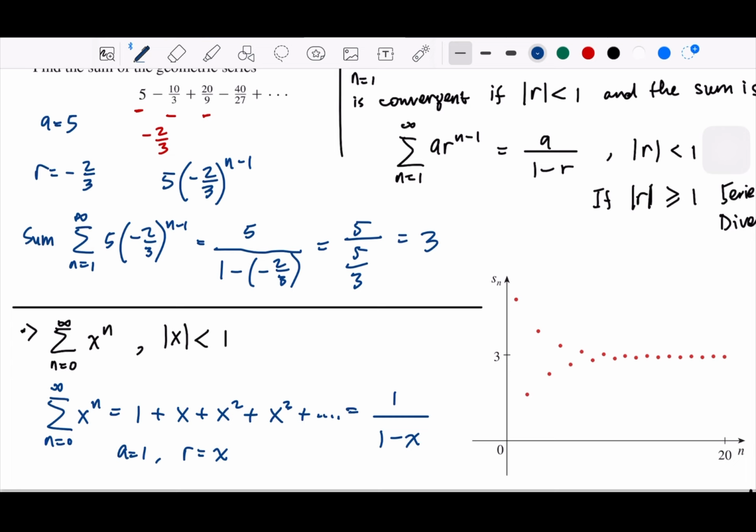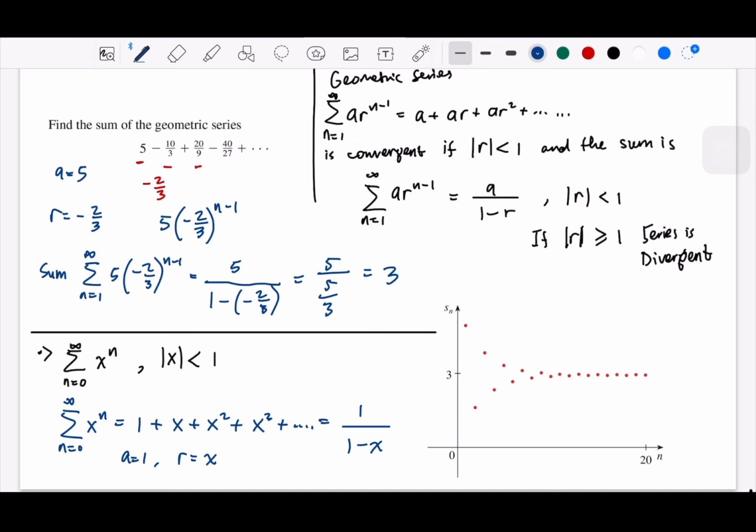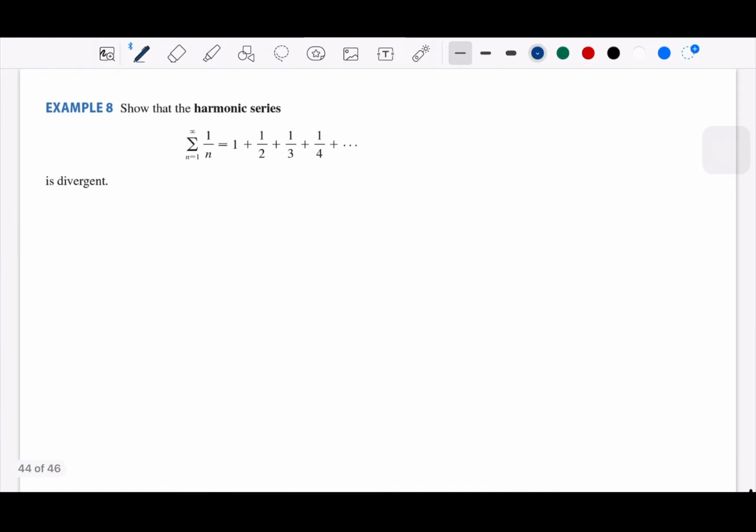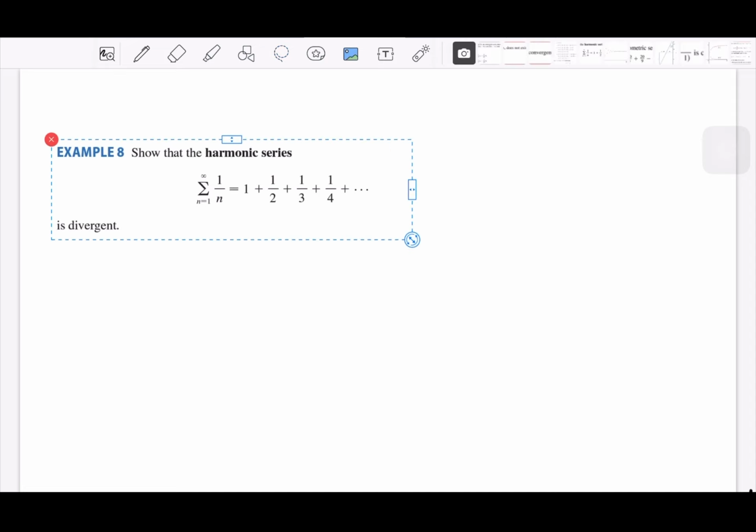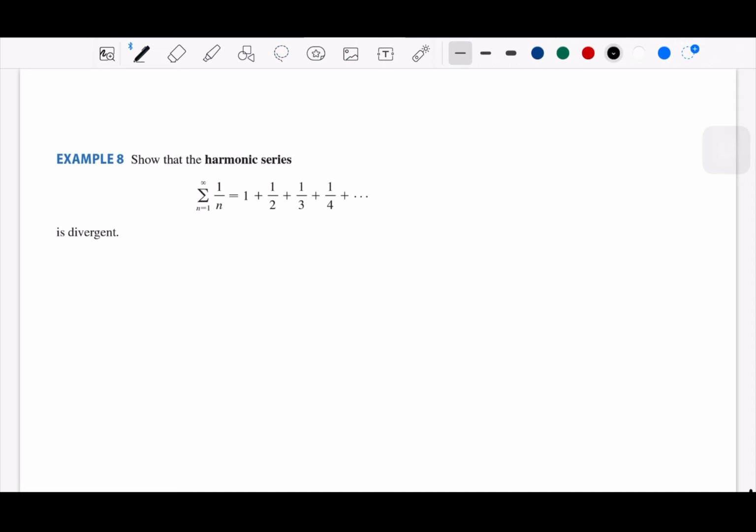Now, one main idea on this series, we call the divergence test. But before that, let's see this one first. So in your textbook, in example 8, there is a question: show that the harmonic series, the sum of 1 over n, 1 plus half plus 1 over 3 plus dot dot dot, is divergent.